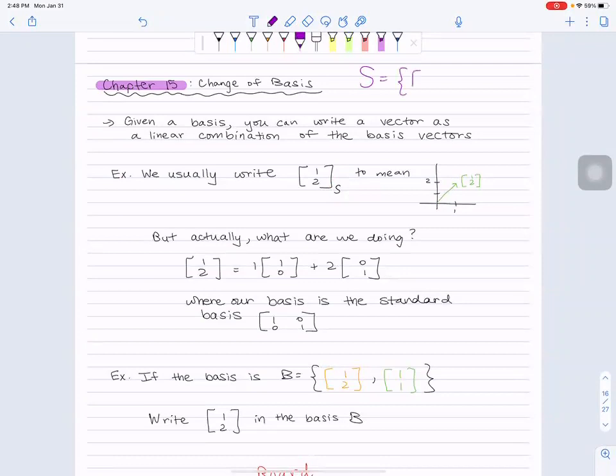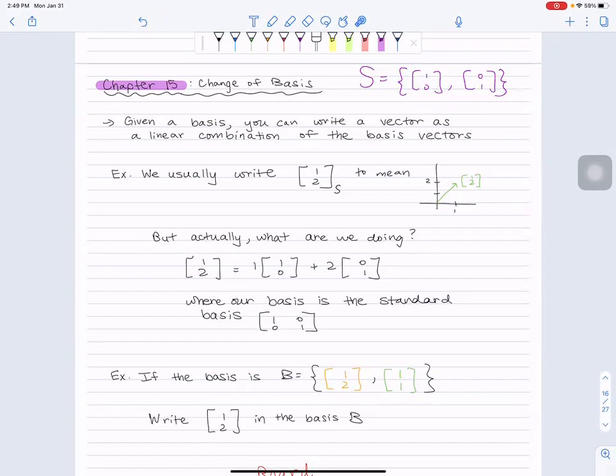Our standard basis is always 1, 0, 0, 1. 1, 0 is the x-axis, 0, 1 is the y-axis. So what does 1, 2 really mean? What we're doing is 1 times the i vector plus 2 times the j vector. So in this sense, we're writing 1, 2 as a linear combination of the basis vectors in the standard basis, which we always just consider the regular basis we use.